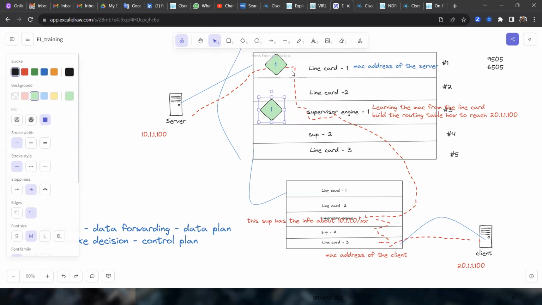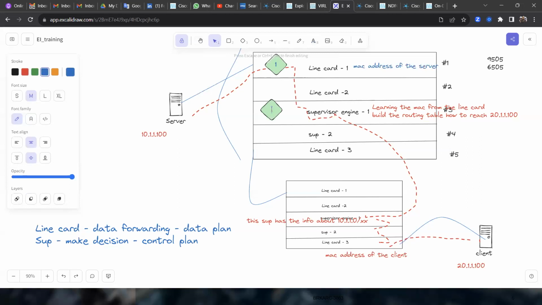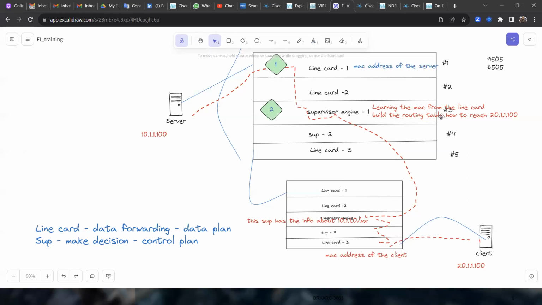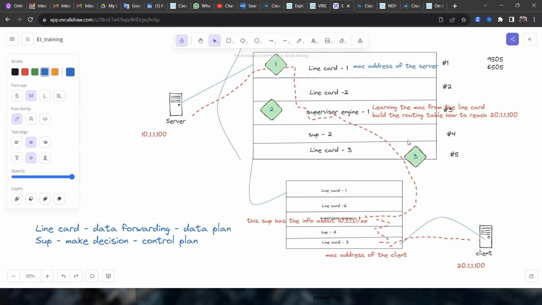The supervisor engine is learning the MAC address and building the routing table, how to reach it, because they are running some static route, OSPF, any IGP. Then what is the third thing happening here? The third thing is that they are forwarding that information. So from supervisor engine to other supervisor engine, they are building the routing table.